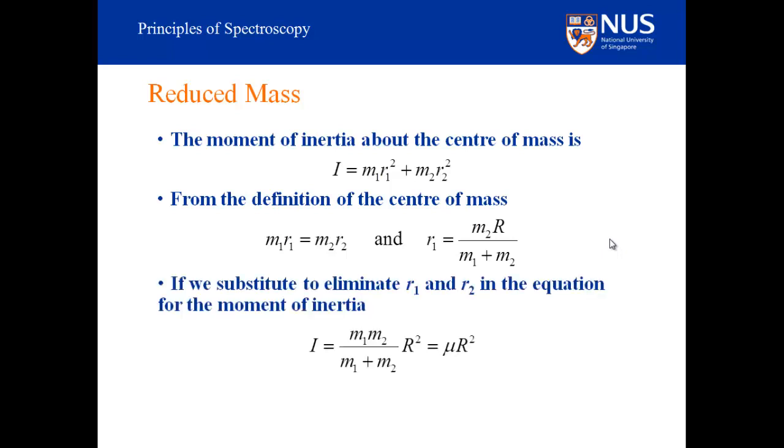If we then substitute these expressions for r1 and r2 in terms of the bond length into the expression for the moment of inertia, you'll find that the moment of inertia is equal to m1 times m2 over m1 plus m2, all times the bond length squared. And we call m1 times m2 over m1 plus m2 the reduced mass, which is given the symbol mu. So the moment of inertia for a diatomic system around the centre of mass is simply the reduced mass times the bond length squared.